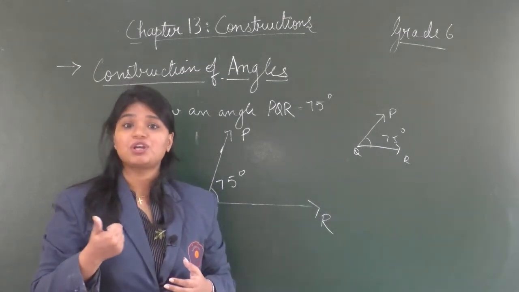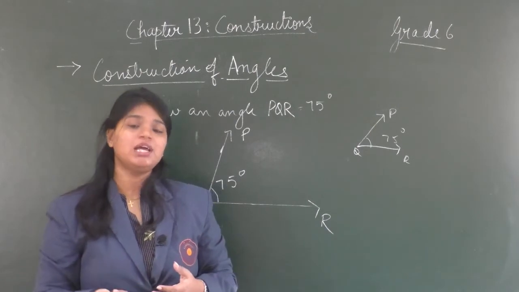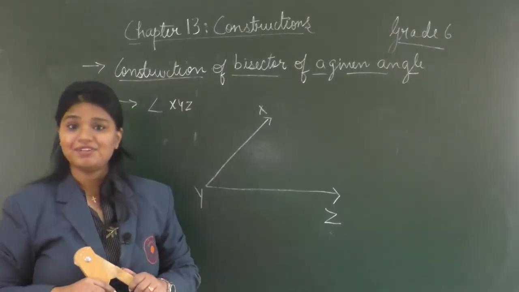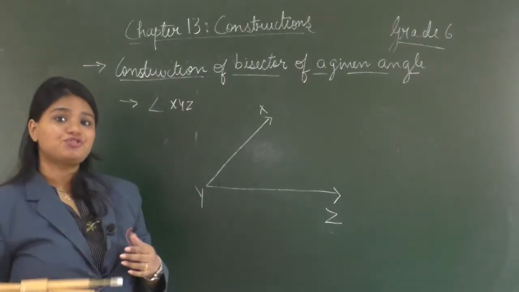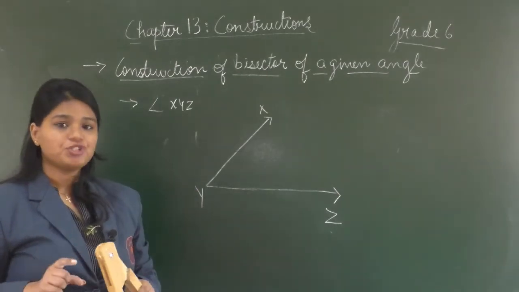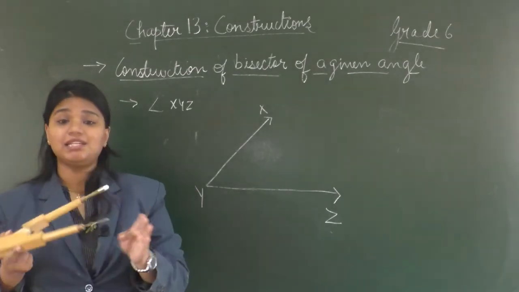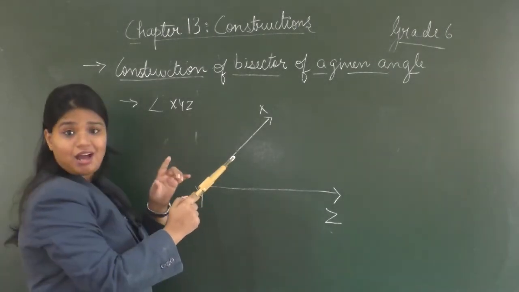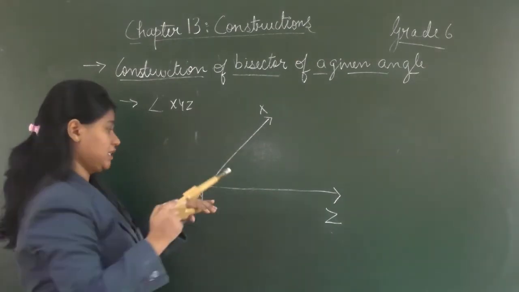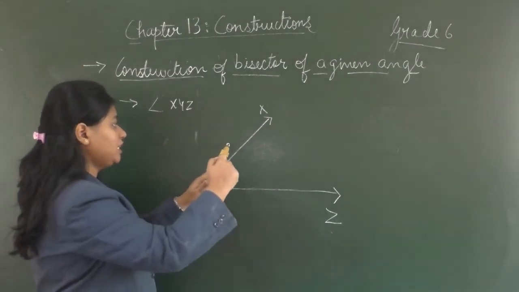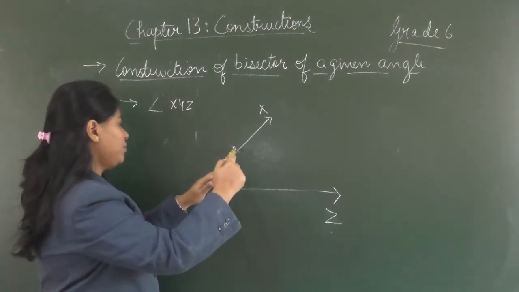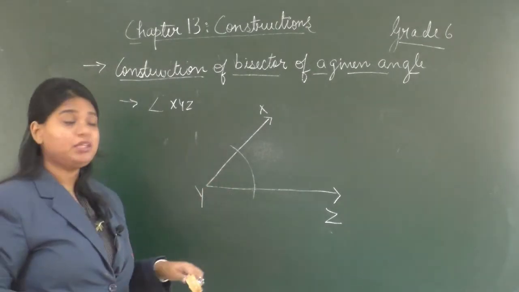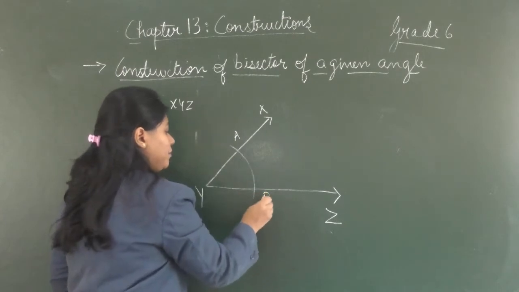We already learned how to construct the perpendicular bisector of a line segment. Now we will learn how to construct the bisector of an angle. So here we have an angle XYZ and you have to draw a bisector of this angle. So first, you will take your compass and place the needle of the compass on point Y, right? Now you need to cut an arc on XY and YZ. So we have opened the compass and now I will cut an arc on XY and YZ. Now I am naming these two arcs as A and B.